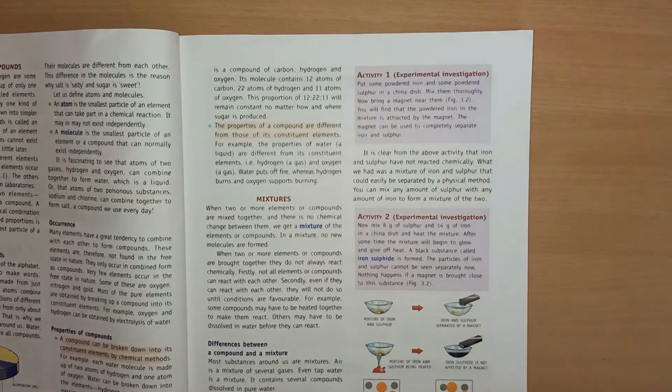It is saying it is clear from the above activity that when we mix iron and sulfur, they do not react until we heat them, and no chemical change occurs, no new substance was formed. So the properties of iron were retained. When we bring a magnet near the sulfur and iron mixture, the iron sticks to the magnet.